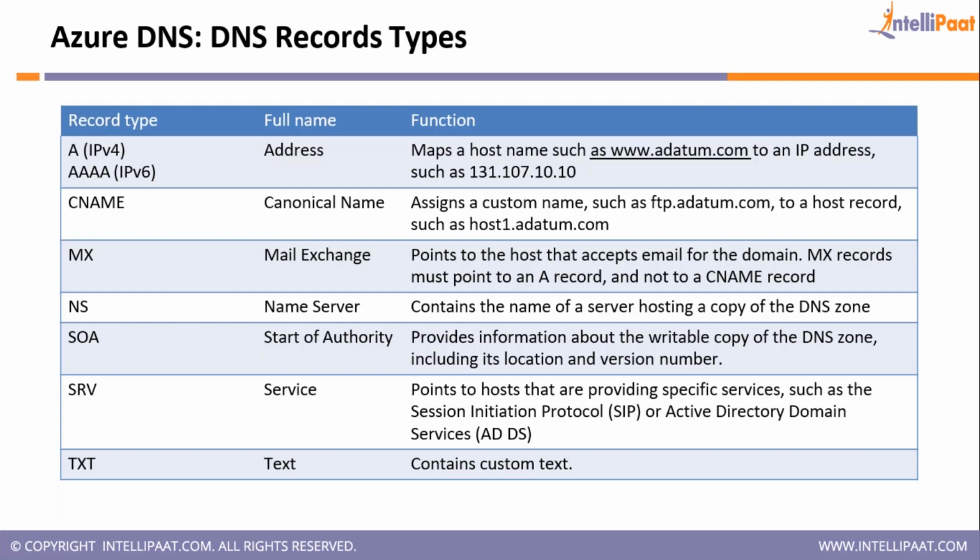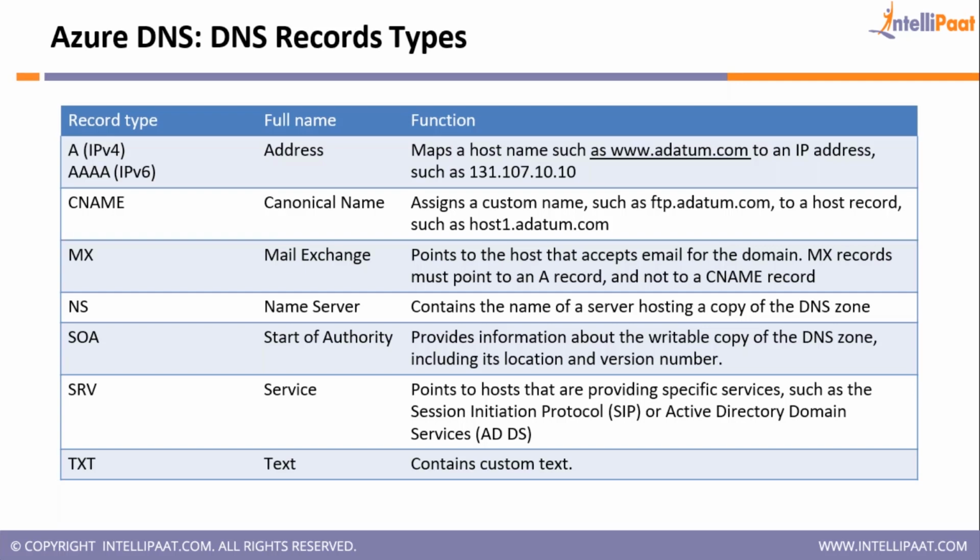So your MX records must point to an A record and not to a CNAME record. It is used when you configure email services, especially Exchange server. There you mention the MX record and point it to a particular A record which will have a particular IP address assigned for the Exchange server that you're pointing to. NS is very common that we have seen here as well.